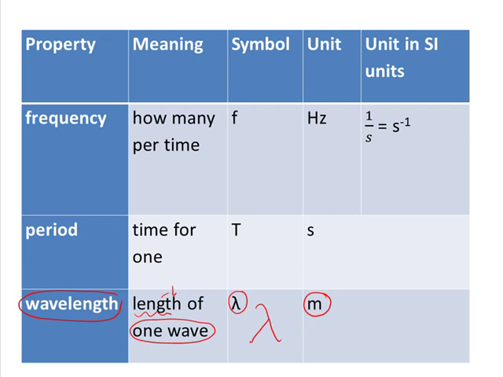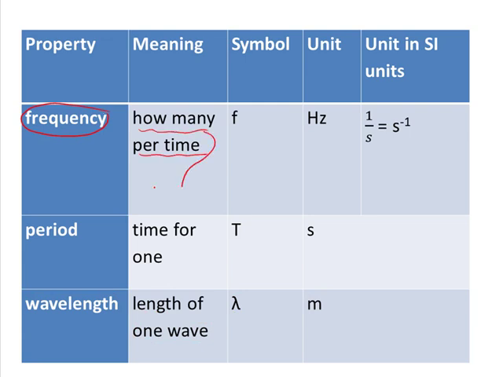The property frequency means how many per time. For example, how many waves pass a point in 1 second. The SI unit for measuring time is seconds, and the inverse of that is per second. And per second is the same as hertz.